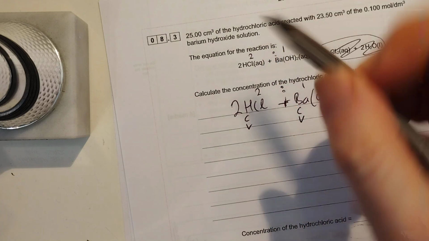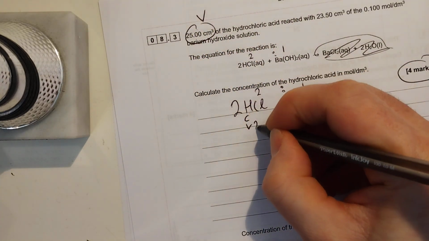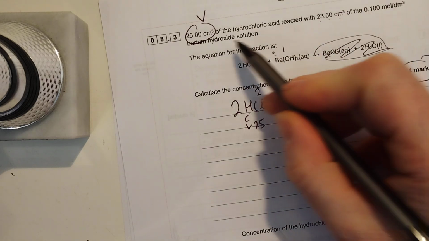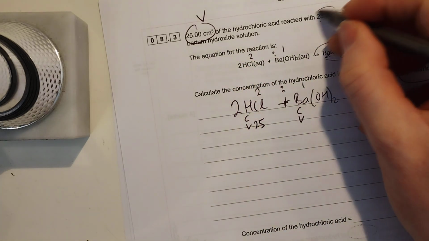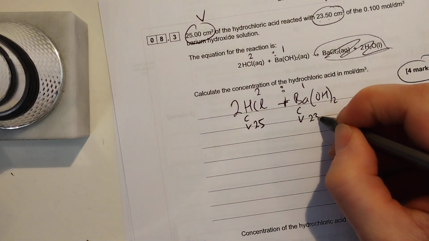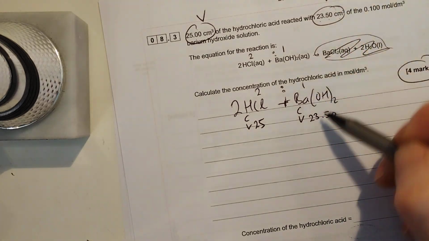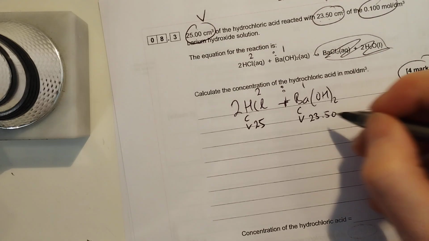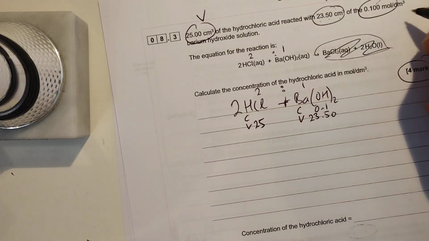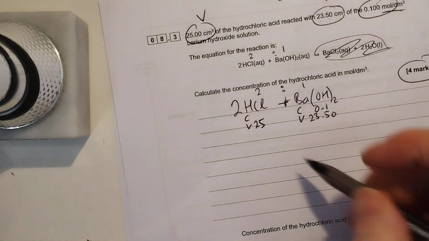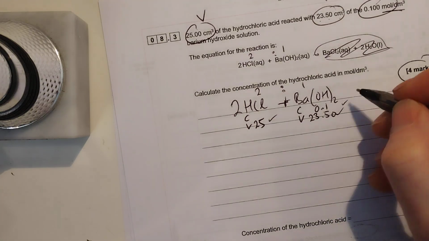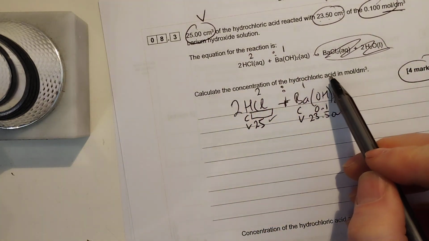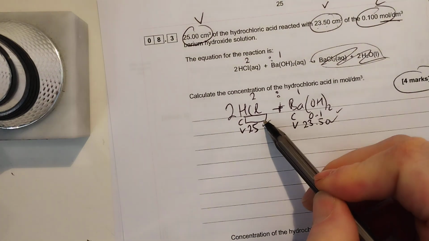25 of the hydrochloric acid, that's a volume, 25, reacted with 23.5 of the barium hydroxide solution. 23.5, that's a volume. We're going to write that in there. 23.50, that's the barium hydroxide. This number, that's a concentration, 0.1, I can tell from the units. So as you see, I've got 1, 2, 3 things, and I'm missing the 4th. Calculate the concentration of the hydrochloric acid. Good, that's my missing number.